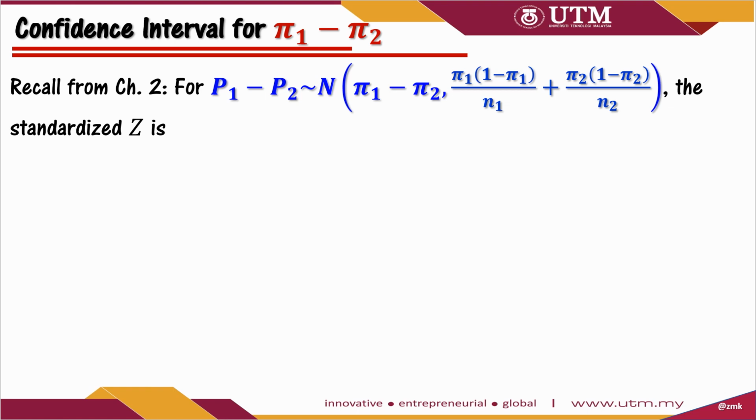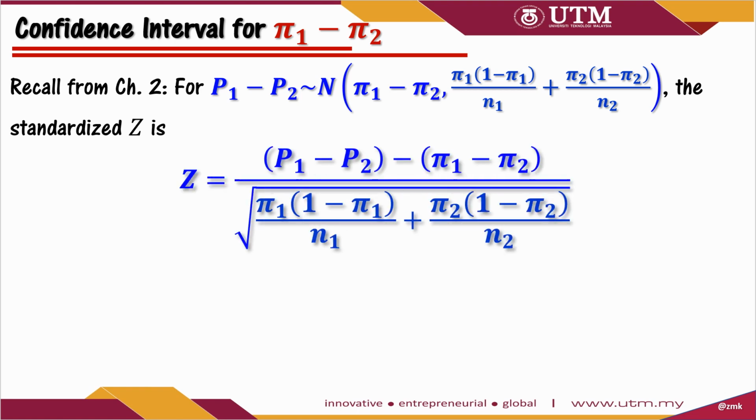The standardized random variable for P1 minus P2, denoted by Z, is then given by this expression, where Z is the sampling random variable P1 minus P2 minus its mean pi1 minus pi2, divided by its standard error, which is the standard deviation of P1 minus P2. The sampling distribution of a difference between two proportions, P1 minus P2, and its standardized random variable Z are both available in the statistical table booklet, page 3.